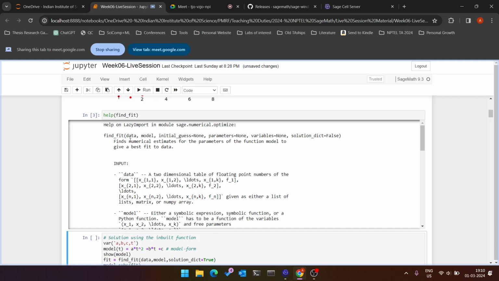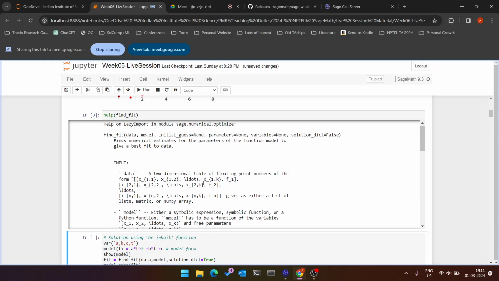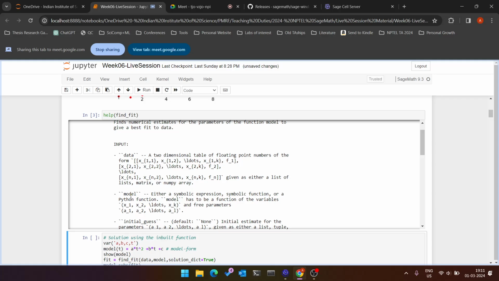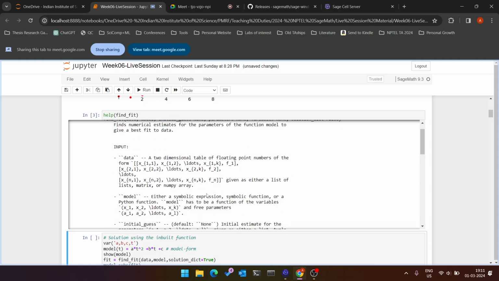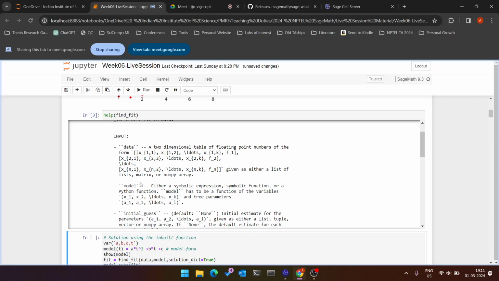we are told that it takes two arguments. First is the data, which is a 2D array: x1, y1, x2, y2 and so on. And the next thing is the model. The model is an expression or a function. So far all the functions that we have been defining, if you remember, are essentially expressions. So if you define a function, that can be fed along with the data into this find_fit function.